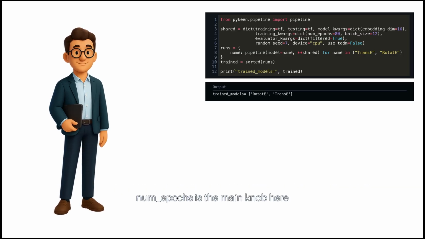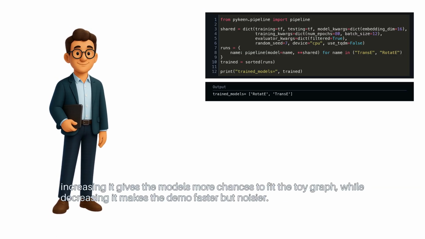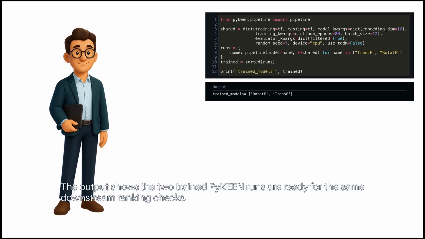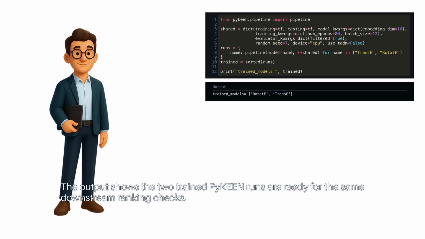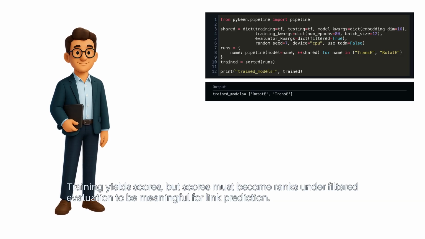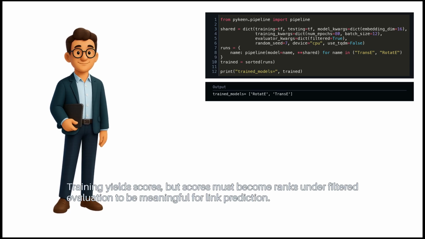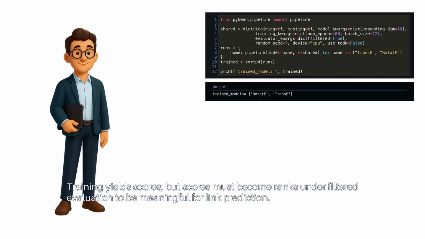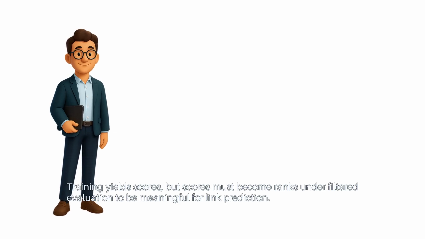num_epochs is the main knob here. Increasing it gives the models more chances to fit the toy graph, while decreasing it makes the demo faster but noisier. The output shows the two trained PyKEEN runs are ready for the same downstream ranking checks. Training yields scores, but scores must become ranks under filtered evaluation to be meaningful for link prediction.